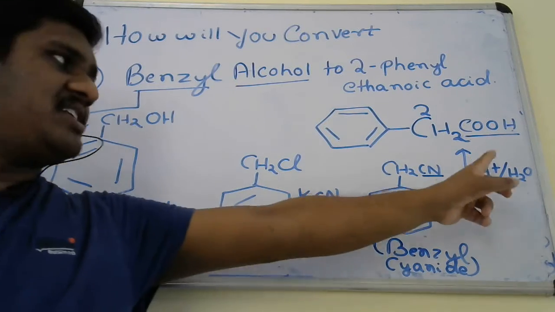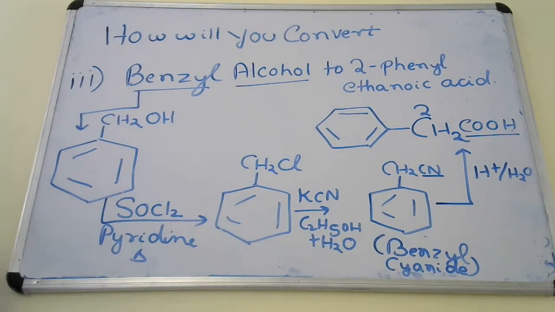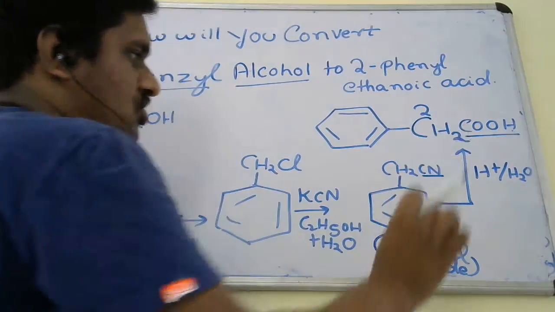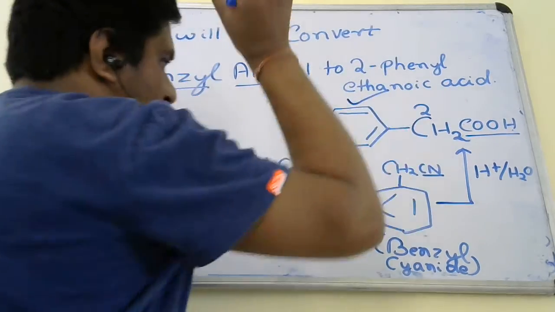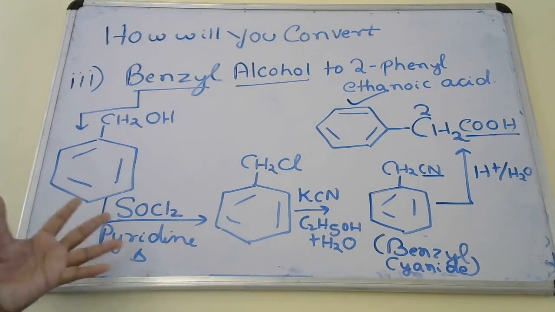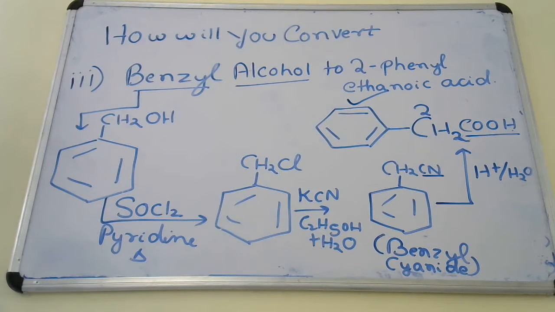Now we provide H+ with H2O. Acid hydrolysis. Cyanide is converted into COOH, and finally we reach the destination. So this is how the conversion has to be carried out.